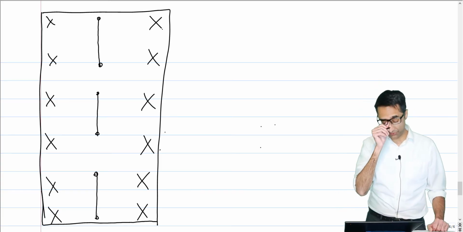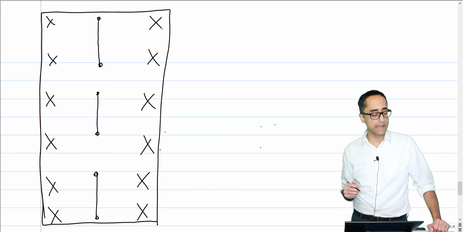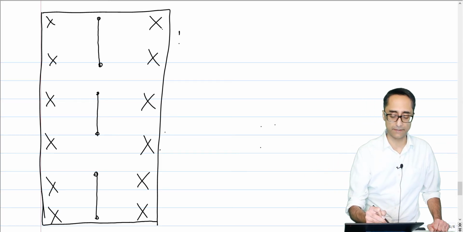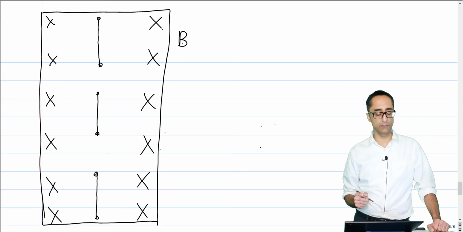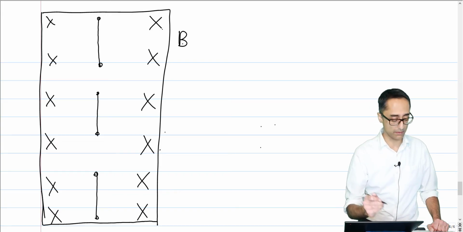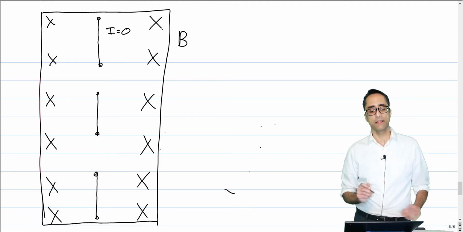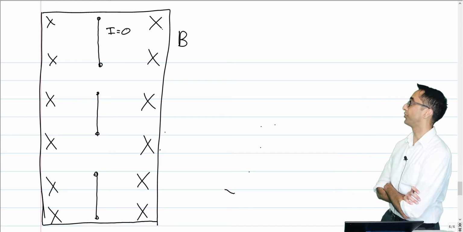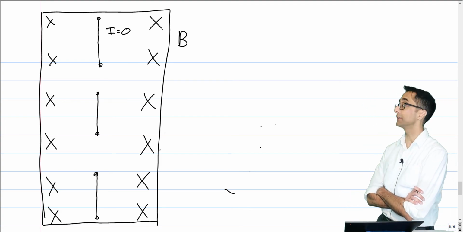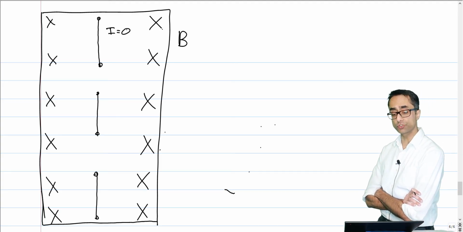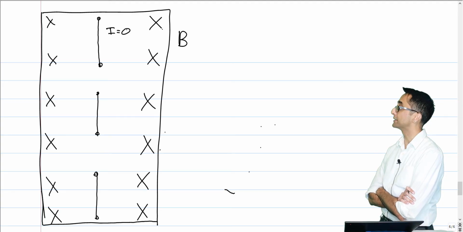So I've got these three wires, and now I'm going to start to run a current through them. So we have the magnetic field, and through the first wire, I'm going to run a current of 0. And so I would like you to use the right-hand rule to figure out what the direction of the force on that wire is going to be. Do that now.